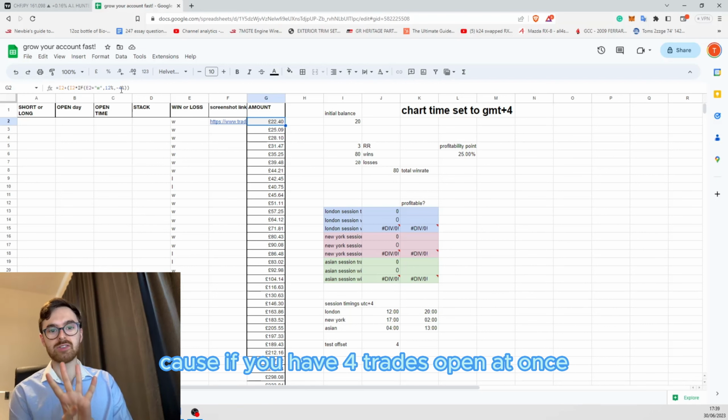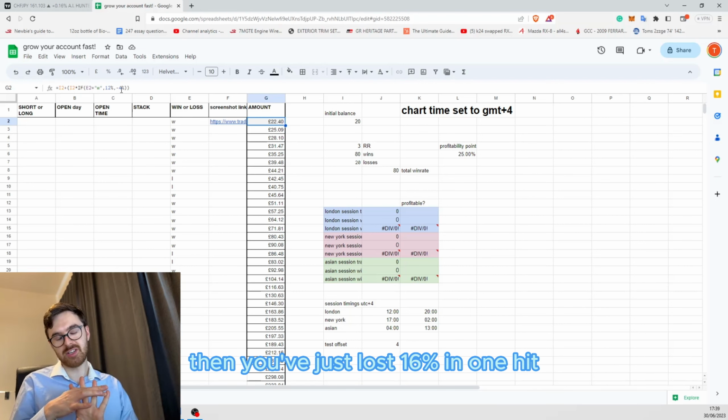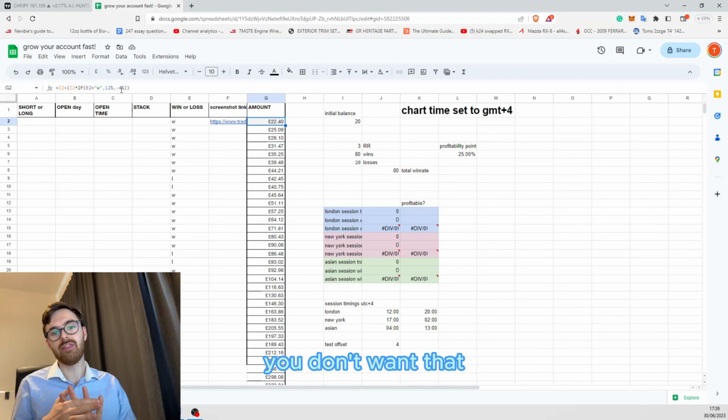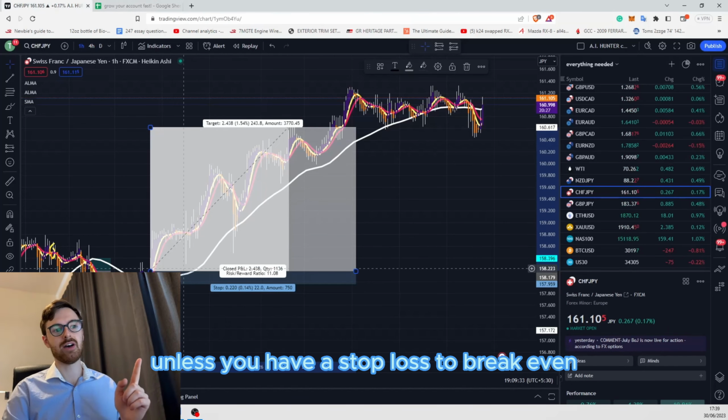Do not, and I repeat, do not have multiple risk trades at a time. Because if you have 4 trades open at once and you hit stop loss on all 4 of them, then you've just lost 16% in one hit. You don't want that. This method requires you to only have one trade at a time, unless you have a stop loss to break even.